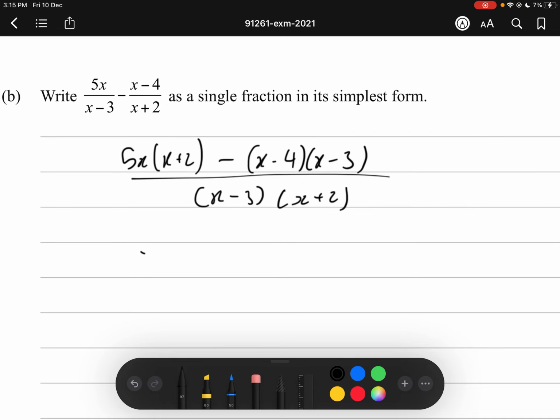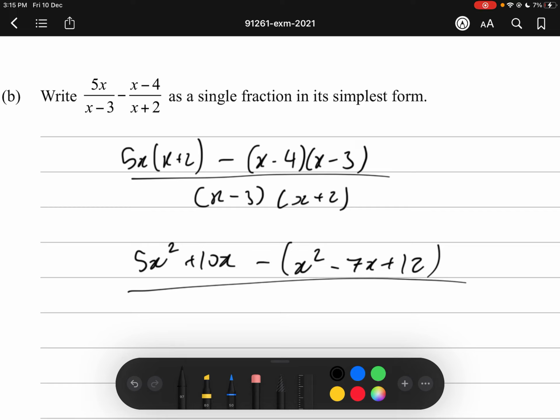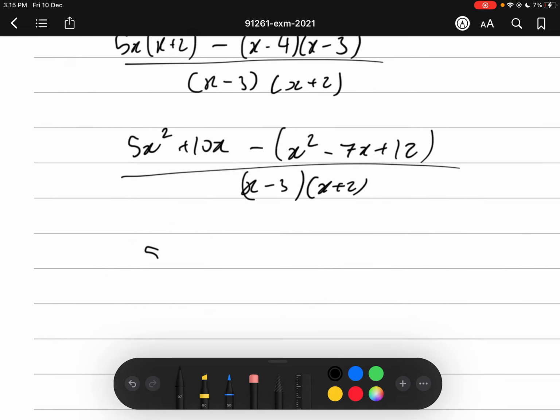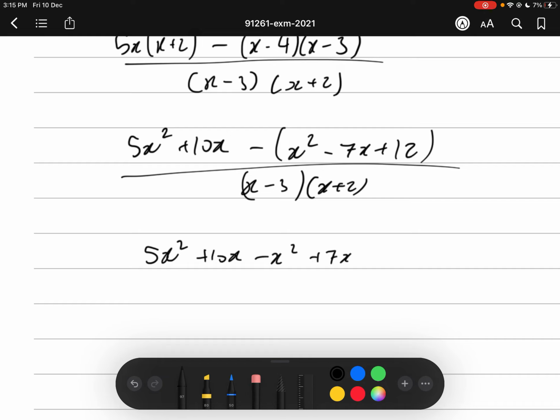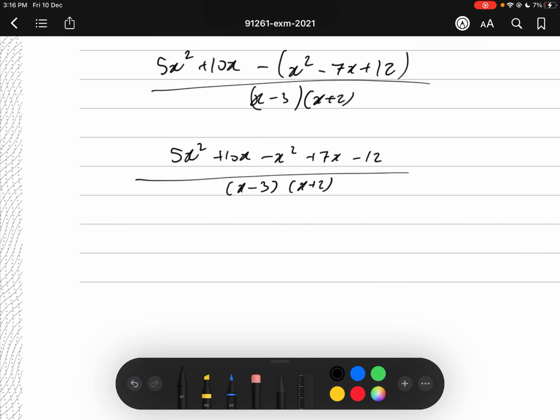5x times x plus 2, we get 5x squared plus 10x minus x squared minus 7x plus 12, all over x minus 3 times x plus 2. So we just continue to simplify. So 5x squared plus 10x minus x squared plus 7x minus 12 all over x minus 3, x plus 2. And then 5x squared minus x squared is 4x squared. 10x plus 7x is positive 17x, and minus 12, divided by x minus 3 and x plus 2.